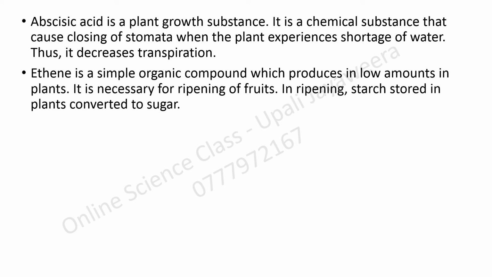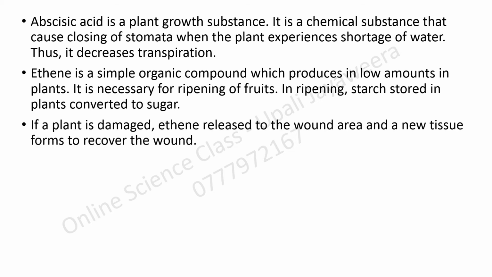Ethene is a simple organic compound which is produced in low amounts in plants. It is necessary for ripening of fruits. In ripening, starch stored in plants is converted to sugar. If a plant is damaged, ethene is released to the wound area and a new tissue forms to recover the wound.